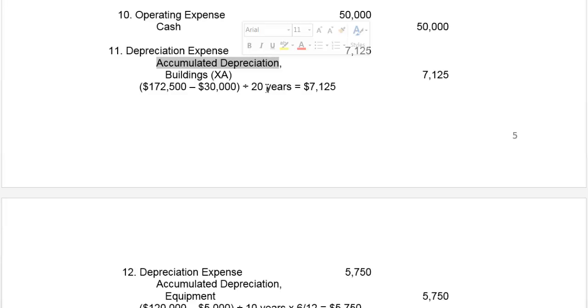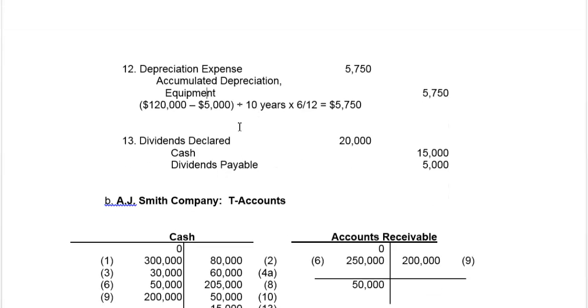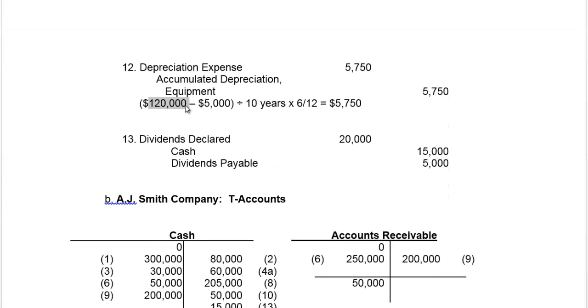Now we're going to do the same kind of thing for our equipment account. Remember earlier we bought equipment for $120,000. We thought that at the end of 10 years we could get rid of it for $5,000, and we are going to have it for 10 years. The only difference here is that now we're allocating any depreciation over the period of time in the current year that we had this equipment.